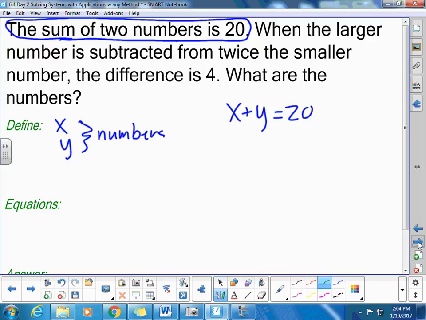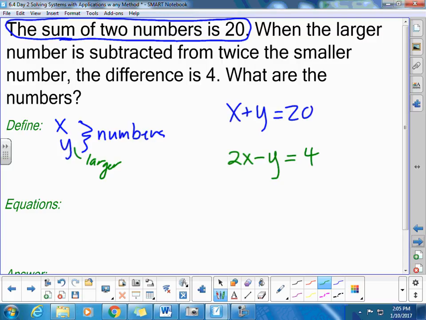When the larger number, so let's just have y be the larger number, is subtracted from twice the smaller number. So first I have to have twice the smaller number. When the larger number is subtracted from it, so 2x minus y, or 2 times the smaller minus the larger, the difference is 4.